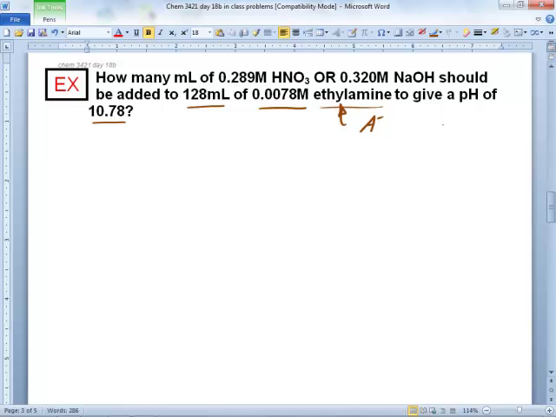So you have to assume that they selected a buffer that's appropriate, right? So if they have all base form, the pH is way above where you need it, because we're assuming that they're picking. How are you supposed to pick these buffers in the first place? The one whose pKa is closest to the pH that you want. That pKa should be really close to 10.78.